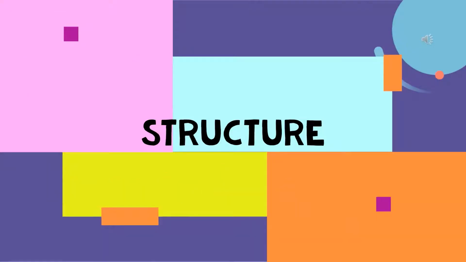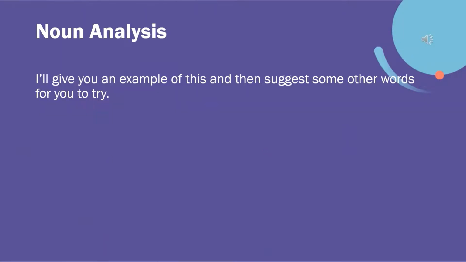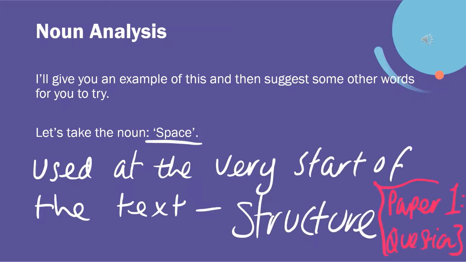So this is how you do it. I'll give you an example of this and then suggest some other words for you to try later. Let's take the noun space, used at the very start of the text, and we can relate this to structure, which is relatable to paper 1 question 3 on the 8700 AQA exam papers.